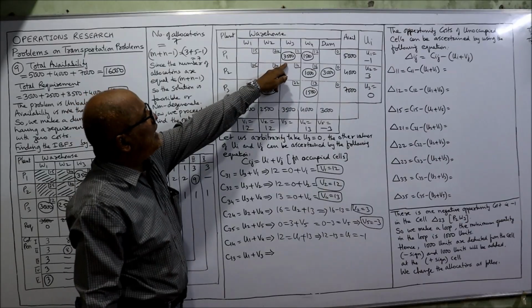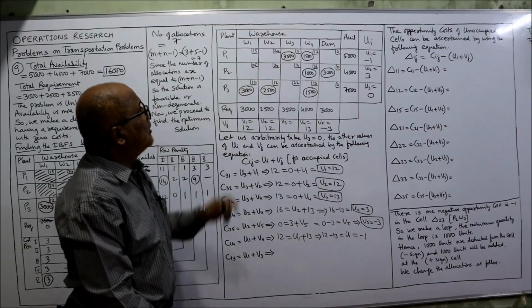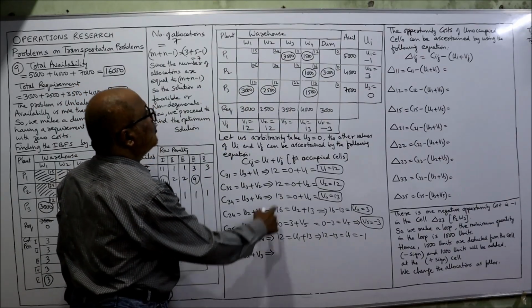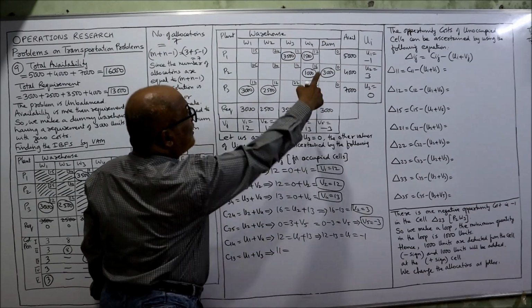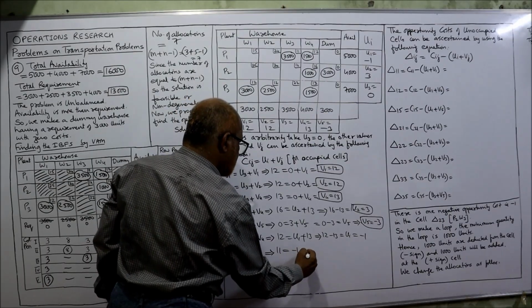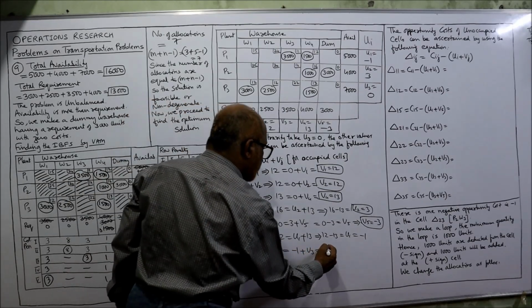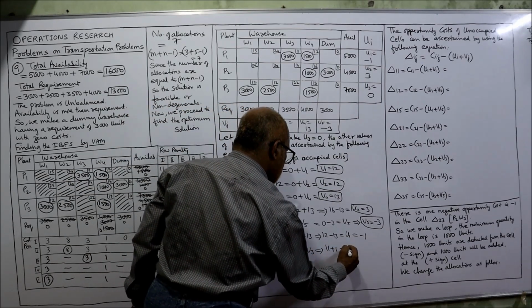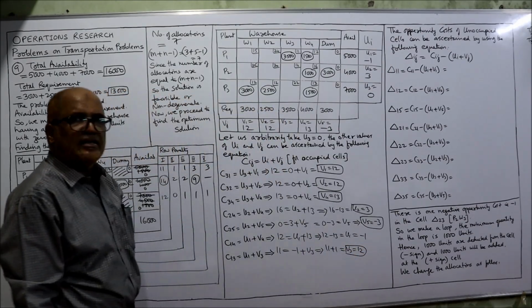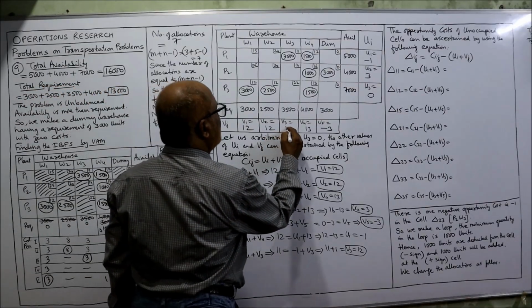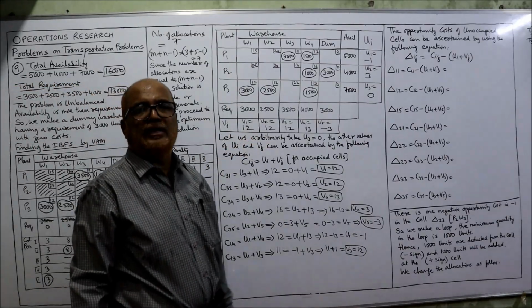Lastly, if I make use of this cell, I can get V3. What is the location of this cell? First row, third column, 1, 3. C13 is equal to U1 plus V3. How much is C13? 11. So 11 is equal to U1, which is minus 1, plus V3, right? Now bring the minus 1 to the LHS. So 11 plus 1 is equal to V3. So V3 is equal to 12. That's all. We got all the values of Ui and Vj.